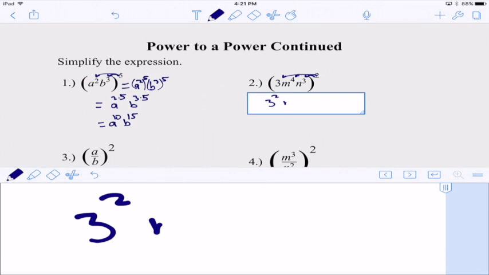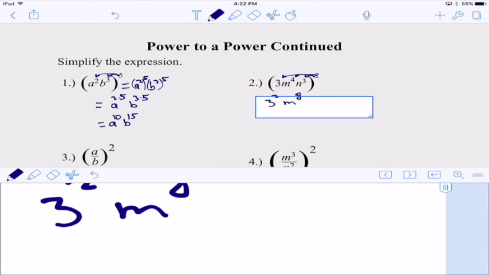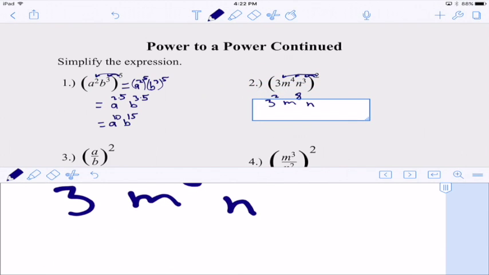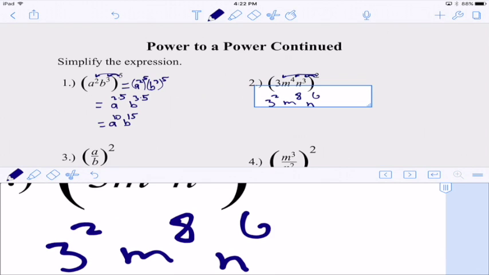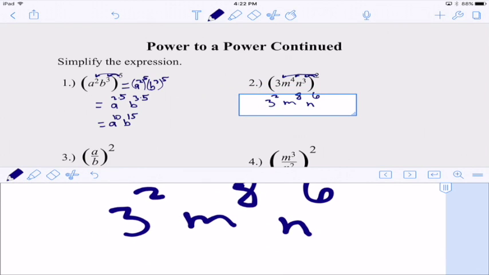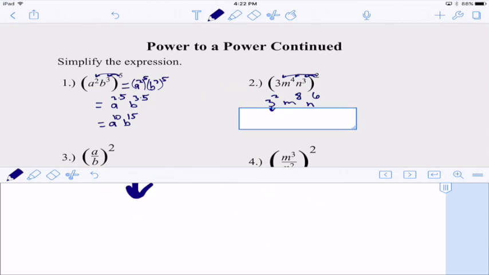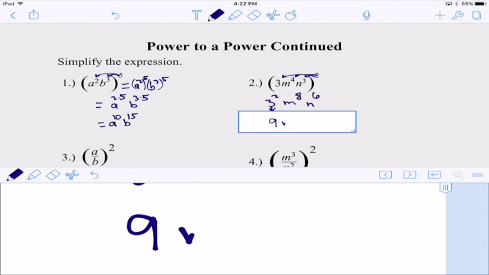We raise m to the fourth to the second, so we multiply and we get m to the eighth, and n cubed to the second power, so that's n to the 3 times 2, which is 6. And we just got to clean up that 3 squared. So the 3 squared gives us 9. We got m to the 8th, n to the 6th.